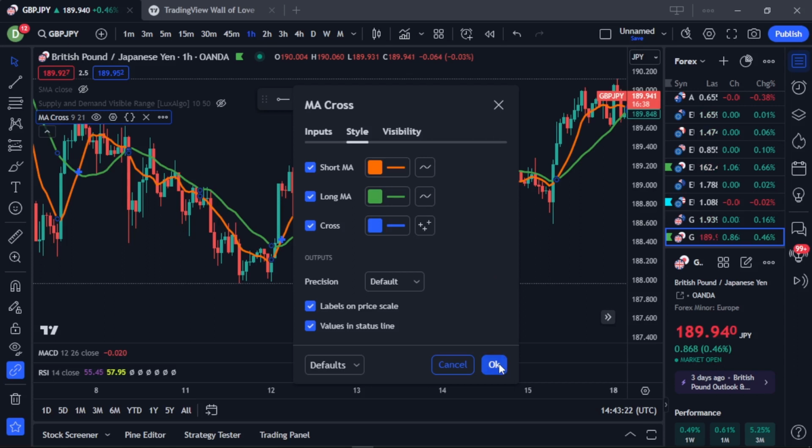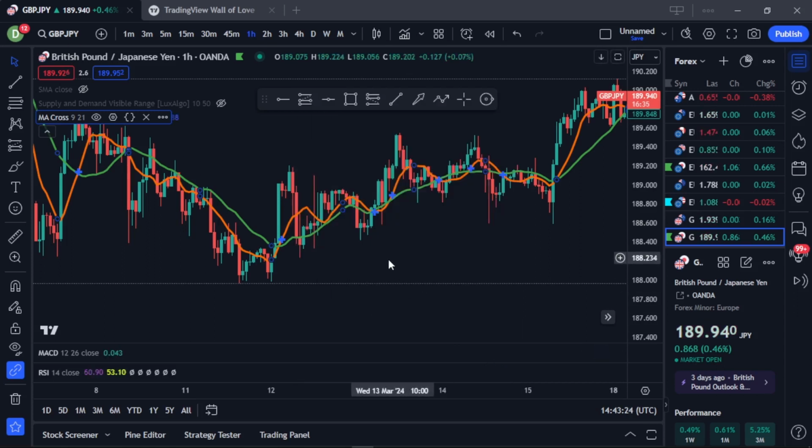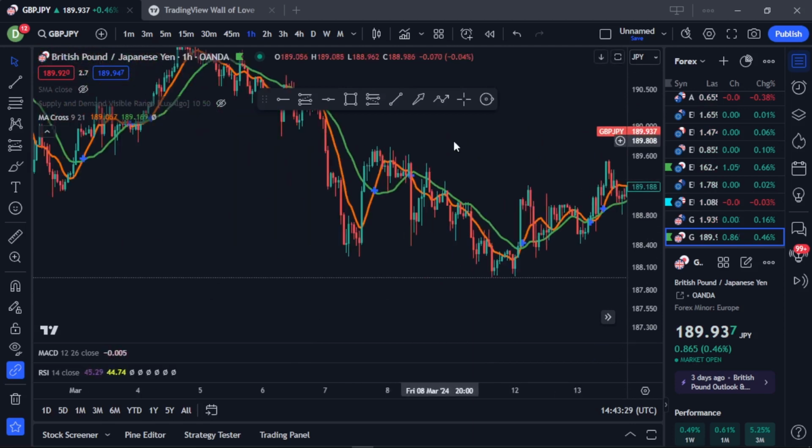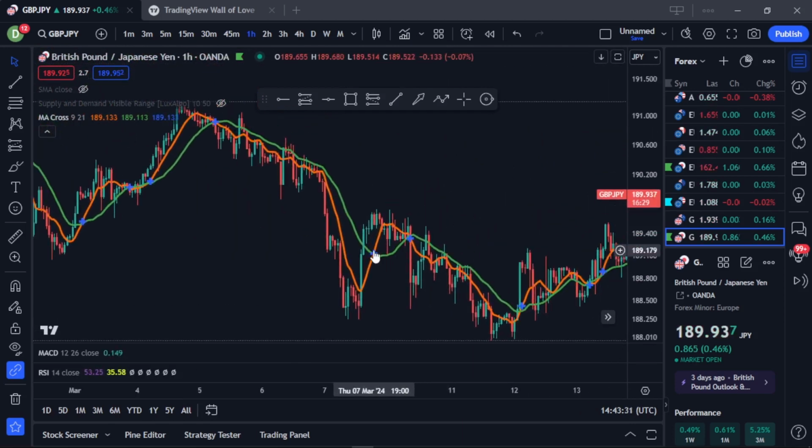So for that, let me actually hit OK and then explain them to you. Over here now, if you look at this chart carefully, you can see all the entry triggers. You see this plus icon here? That one actually shows you where to enter the market.